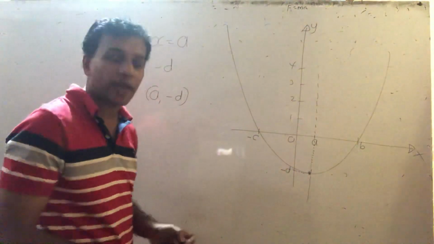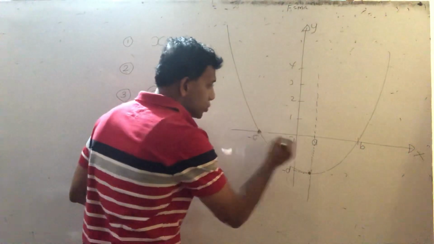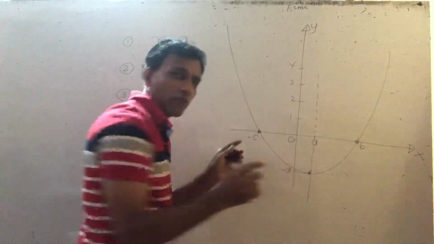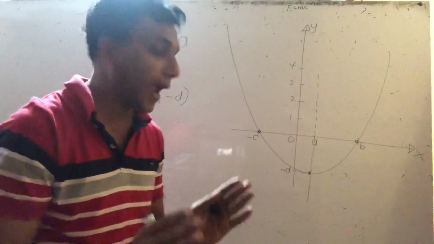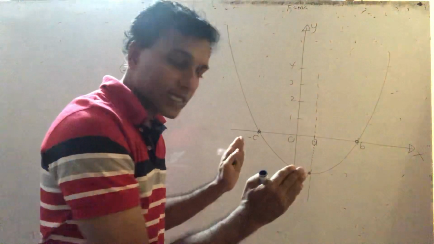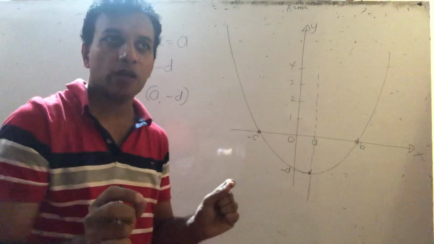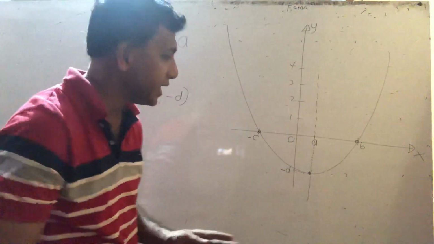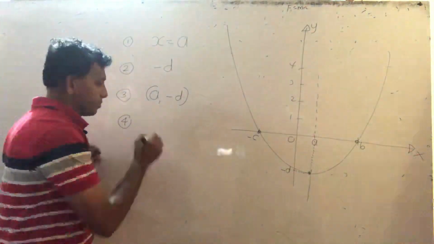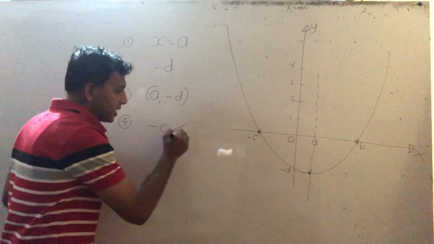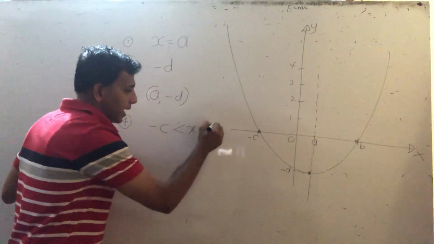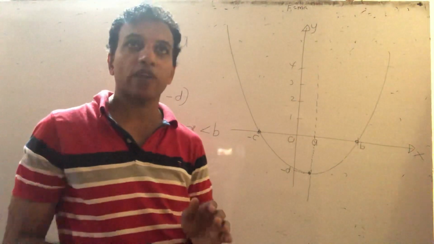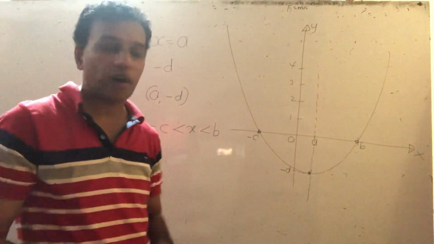So what is the range of x coordinates from here to here? Okay, between this, we can write between minus c and b. Between minus c and b, you can write like this. But in the scheme you can see they show it in inequality form. So follow that: minus c less than x less than b. It is the way to write the range of x where the function is negative, right?